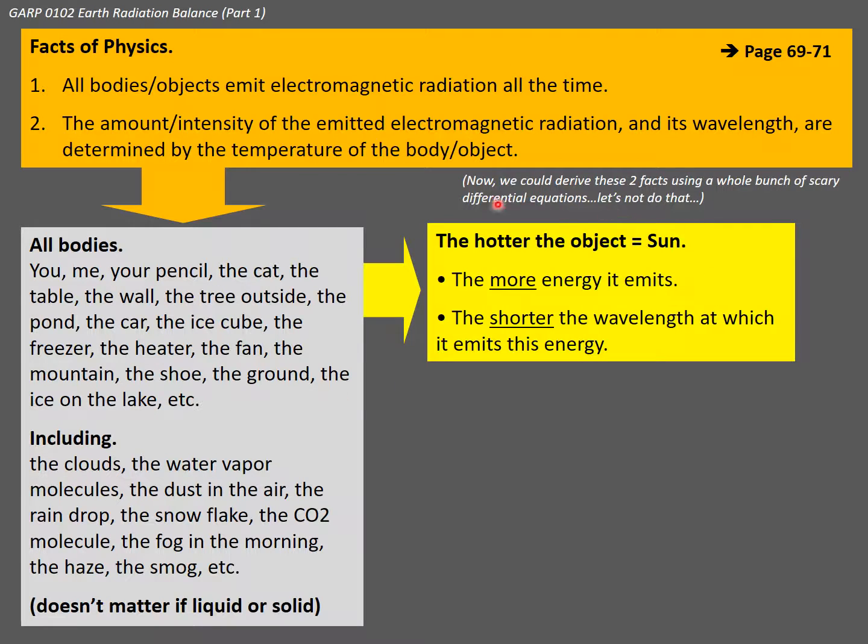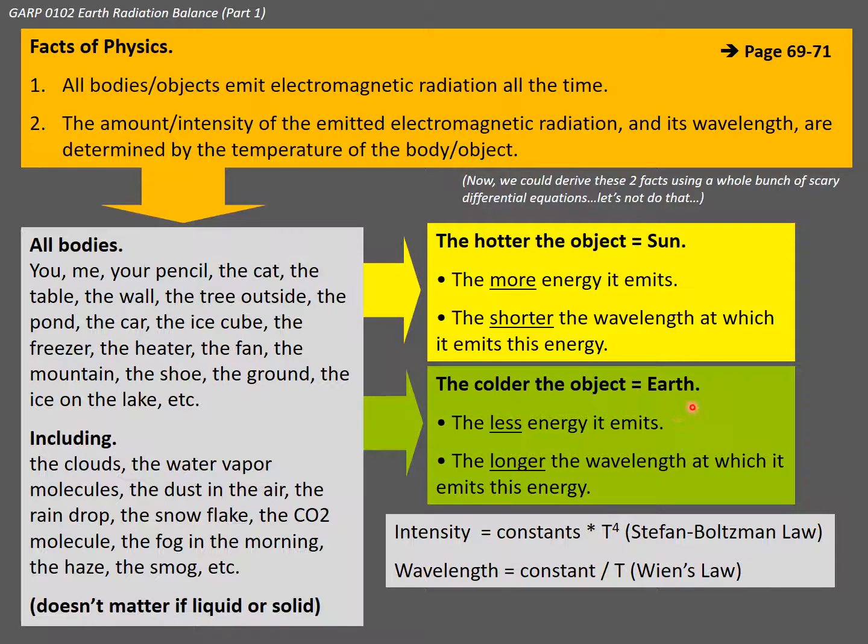Now, a hot object like the sun will emit more electromagnetic radiation, more energy, and it will do so at shorter wavelength. Conversely, a colder object, for example the Earth, will overall emit less energy, less electromagnetic radiation, and it will do so at longer wavelengths. And here's the equations that govern this.